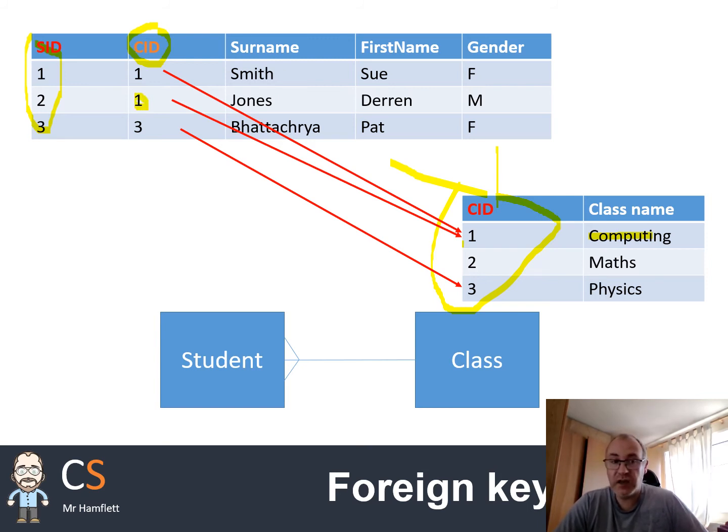Now notice the SID, the student ID, is different because it must be unique as it's the primary key, but the foreign key might have the same value because we might have more than one person in the same class. That's how we manage that relationship. So the foreign key points to the primary key of the table, and that's how we link them together. Without the foreign key, we wouldn't know who's in what class.